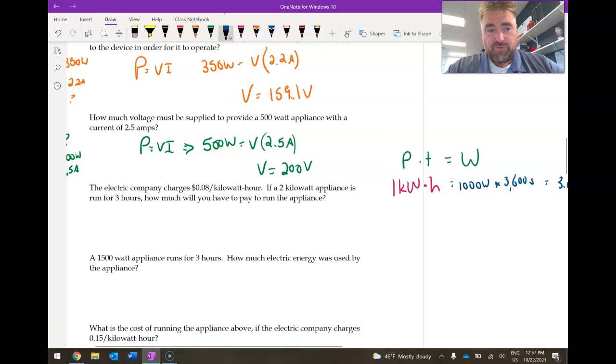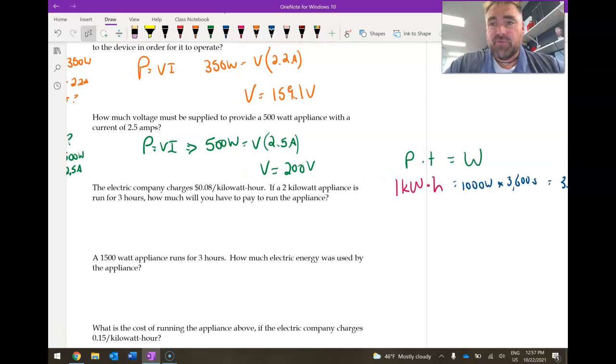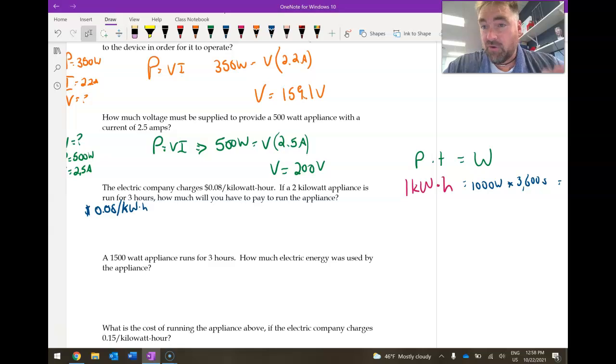Okay, so if you take a look here, it says the electric company charges 8 cents per kilowatt hour. So money is 8 cents per kilowatt hour, and so this is cost per energy, if you will. And it says at 2 kilowatts, so we know power is equal to 2 kilowatts, and time is equal to 3 hours. Now, in every other instance, I've told you, we live in an MKS world. You've got to kick everything into meters, kilograms, and seconds. In this case, it should be watts, seconds, and joules. But to make our lives easier, we're going to leave it in kilowatts.